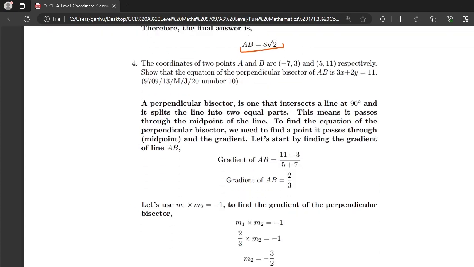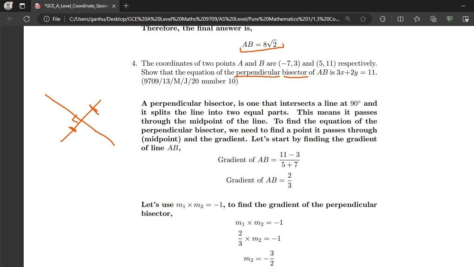The coordinates of two points A and B are negative 7, 3 and 5, 11 respectively. Show that the equation of the perpendicular bisector of AB is 3x plus 2y is equal to 11. A perpendicular bisector has two parts: perpendicular means the two lines meet at a 90-degree angle, and bisector means it splits the line in half, so that the two parts are equal.